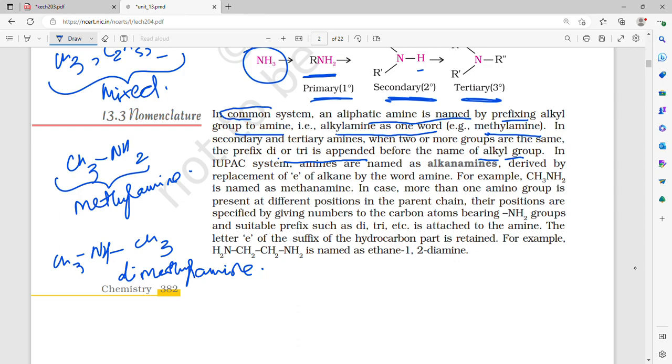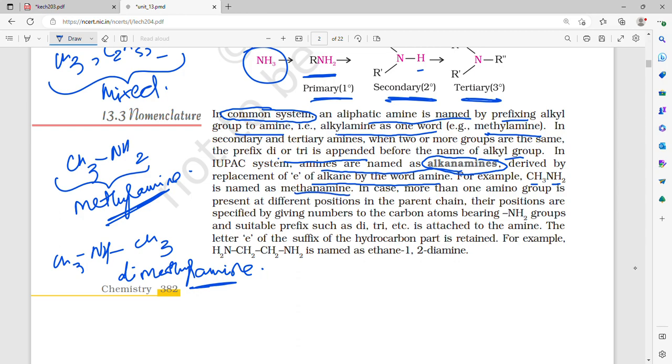This is the common name, not the IUPAC name. In the common name we can simply write alkylamine, that is, methylamine. If two, then dimethylamine. If three, a tertiary amine, then trimethylamine. In the IUPAC system, however, amines are named as alkanamines, so methanamine, ethanamine, derived by the replacement of the E of the alkane by the word amine. For example, CH3NH2 will be called methanamine.